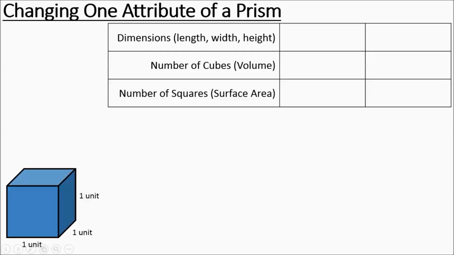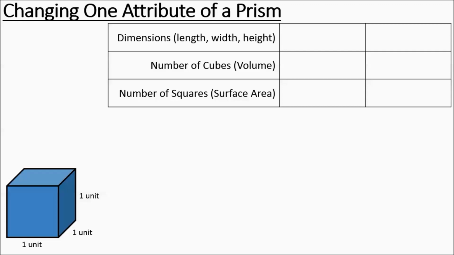This video is going to talk about changing attributes of a prism and how the volume and surface area are affected by it. Attribute just means a measurement of the prism. And this is only when changing one measurement at a time. We're only changing the length, the width, or the height, not all of them or two of them at once.